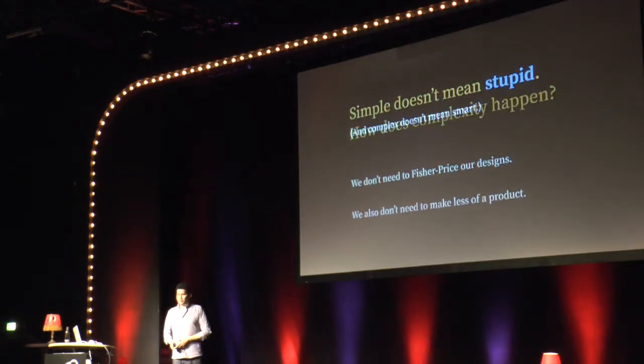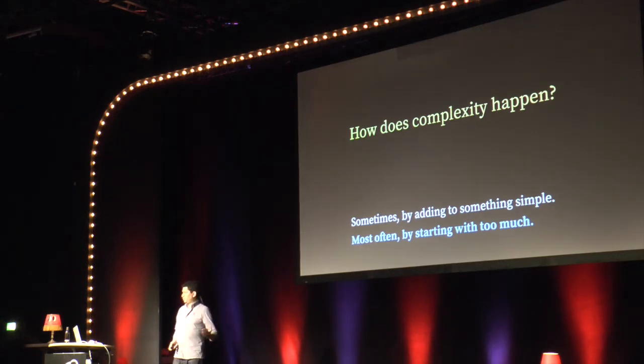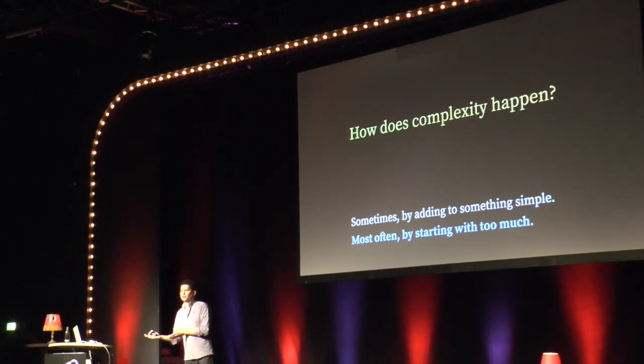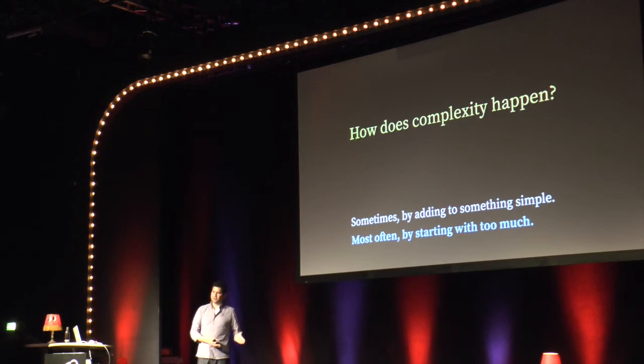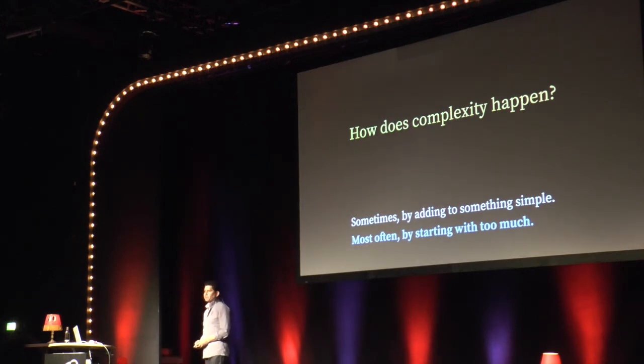Okay. So how does complexity happen? Sometimes by adding something simple, and most of the time it's by starting with too much. The reason we start with too much is because we have all these different abstraction layers that we add to things. We've got frameworks, CMSs already, so we make technological decisions before we make content decisions. We make technological decisions before we make design decisions. And this is not really the way it should be.